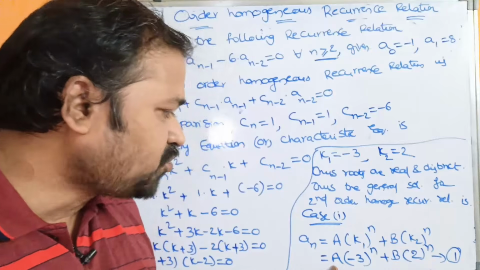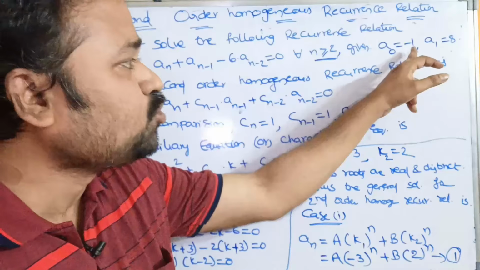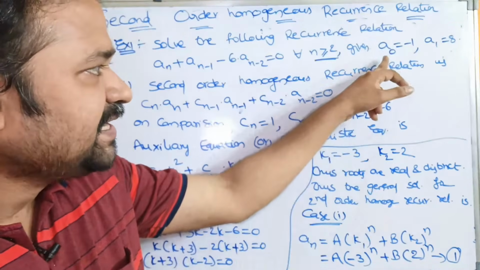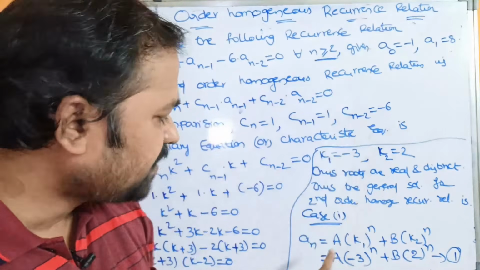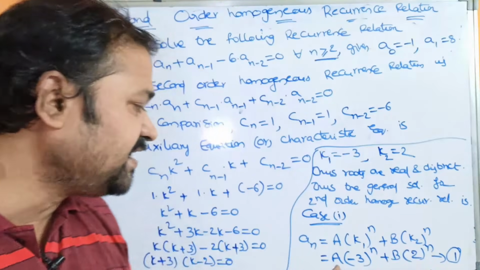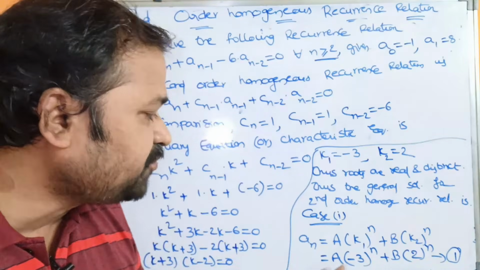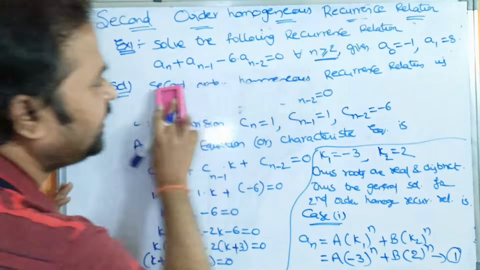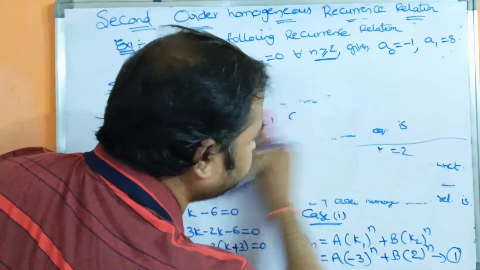Now we have to find out what is a value, what is b value. For that initially two conditions are given. A0 is equal to minus 1, A1 is equal to 8. Initially assume that n is equal to 0 and derive the equation, and substitute 1 in place of n and derive the new equation. From that we can get a and b value. If you find a and b value, then substitute a and b here, then it will become the general solution. Okay, very, very simple. Let us erase this portion.